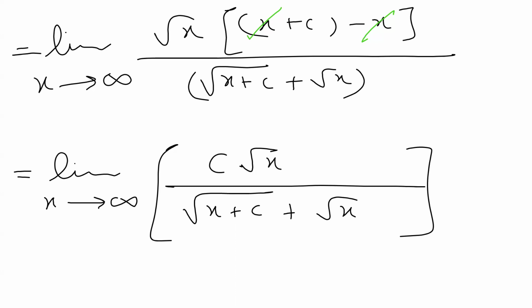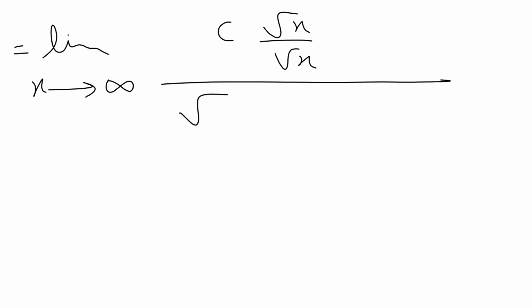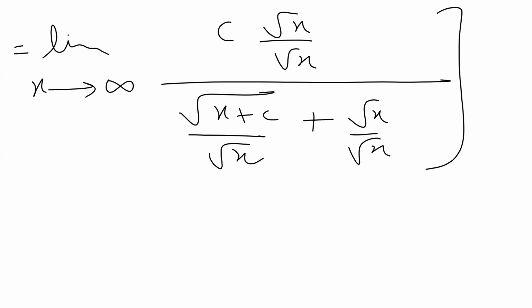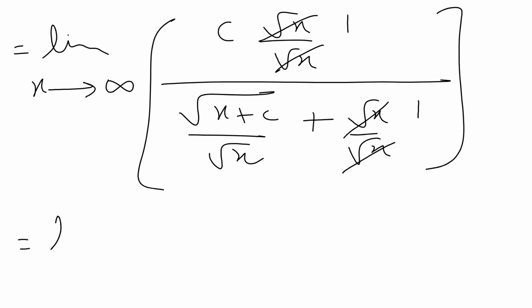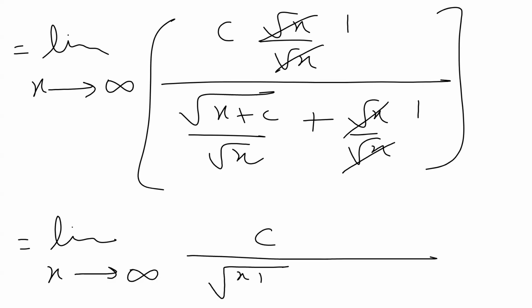So if you are dividing with x, and when you take that x within the root, it will be x square. So here we are going to divide throughout by root x. So limit x approaching infinity, c root x upon x plus c upon root x, upon root x. So divide throughout by root x. So this is 1. This is also 1. And here you have to combine the roots. C upon root x plus c upon x plus 1.